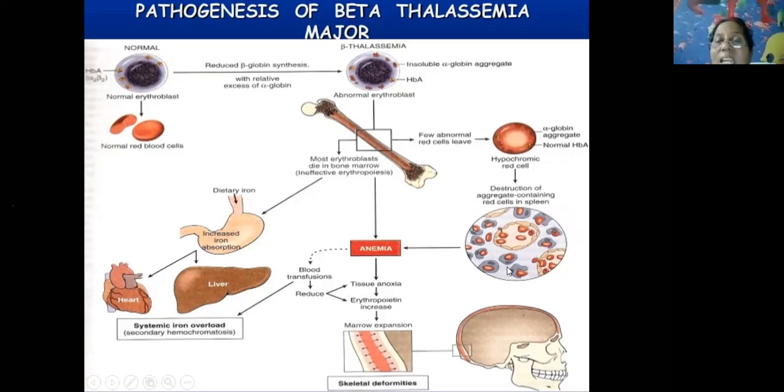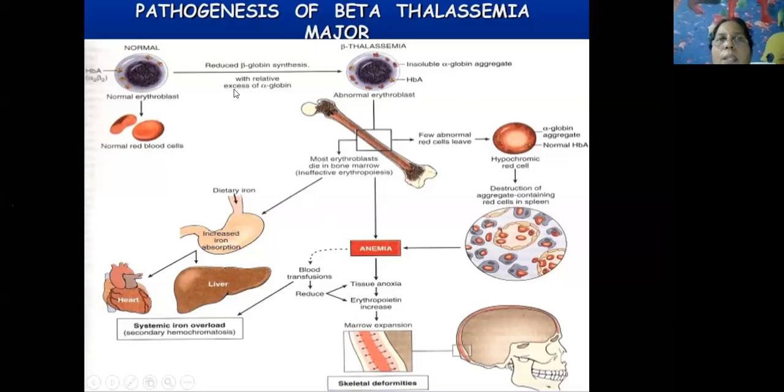Spleen is taking up. Extravascular, ma'am. Very good. Extravascular hemolysis. So when hemolysis occurs like this, also because of the ineffective erythropoiesis, there sets in anemia. So in all anemias, what happens? Erythropoietin is increased. That will induce erythropoiesis.